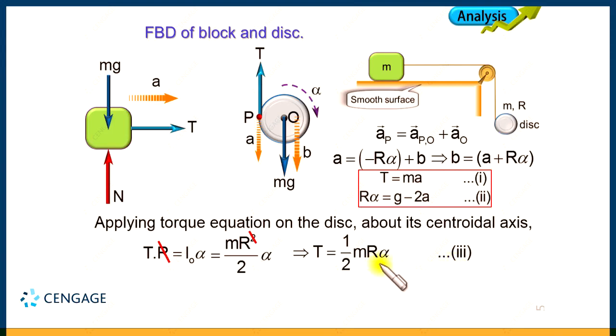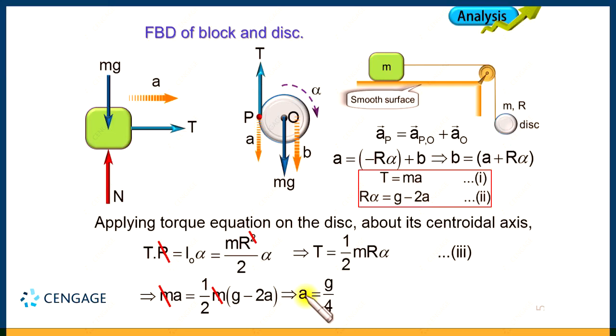Now we can do one more thing. We can substitute the value of T in this equation, T equal to ma and R alpha equal to G minus 2A. So we can substitute the value of R alpha and T in equation number 3, like this. Okay. M and M again will get cancelled. This and this will get cancelled. That means now we can solve. This is 2A equal to G minus 2A. That means 4A equal to G. That means A equal to G by 4.